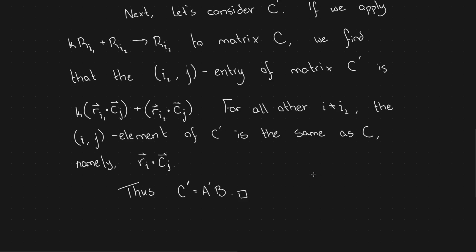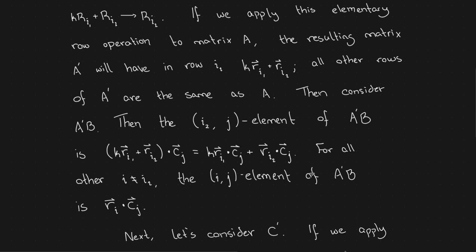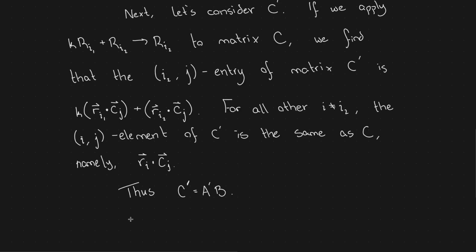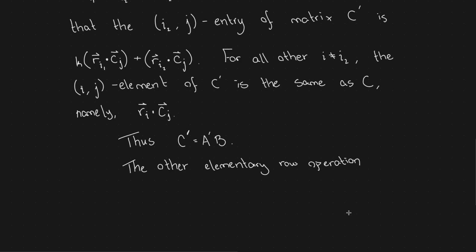Okay, so understanding the wording of the proof can be a little complex. Oh, and actually, I should say, we only proved one elementary row operation here. But the other elementary row operations can be proven similarly. You just look at how the elementary row operation would affect C prime, and compare it to what happens with A prime B.